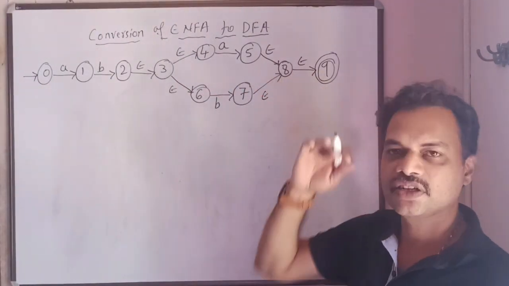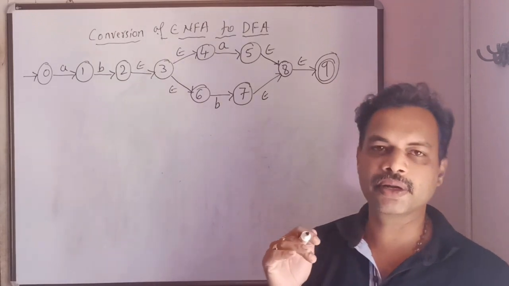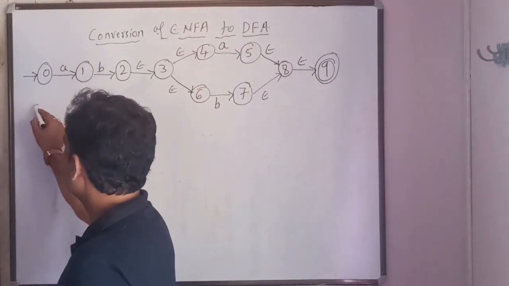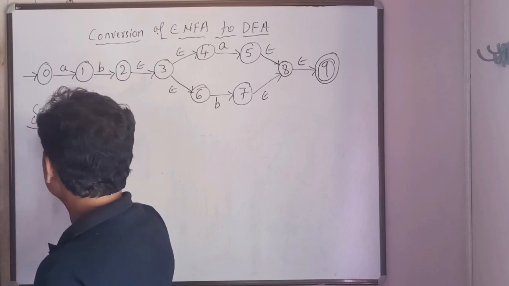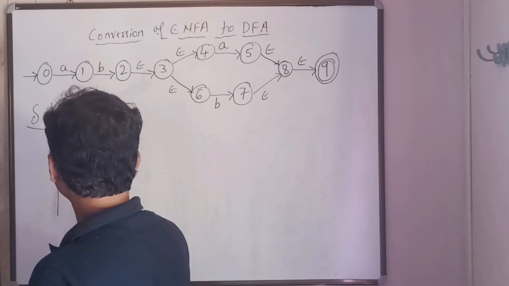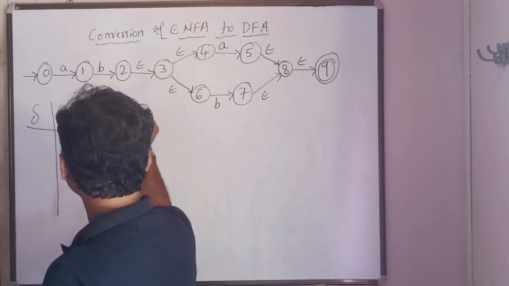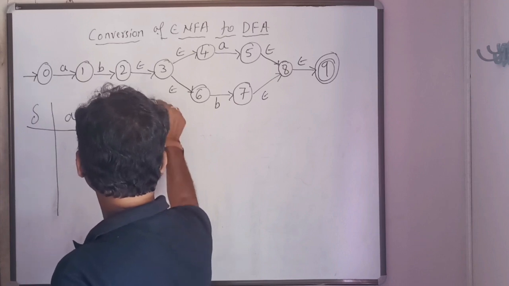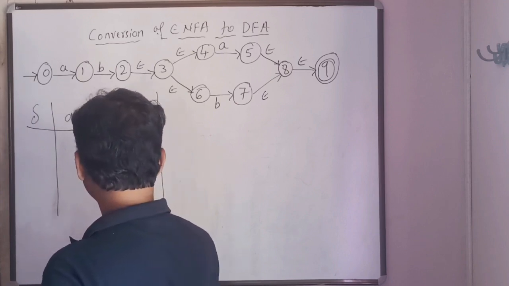Now first of all we are supposed to build the transition table. Now let us build the transition table. It will be delta, then upon A, then upon B, then upon epsilon. So this is our transition table.